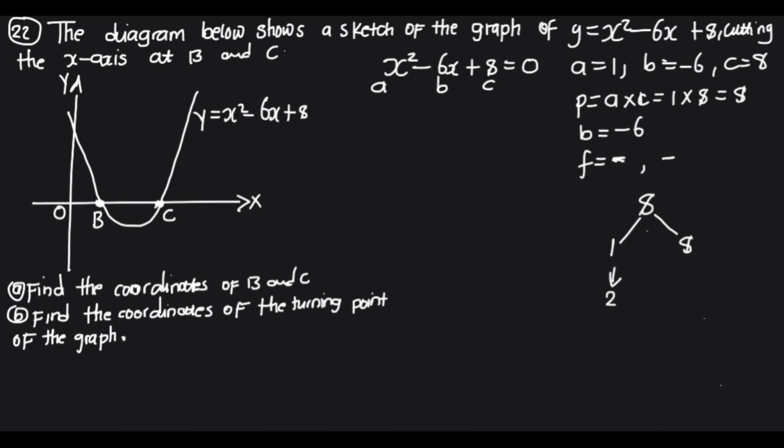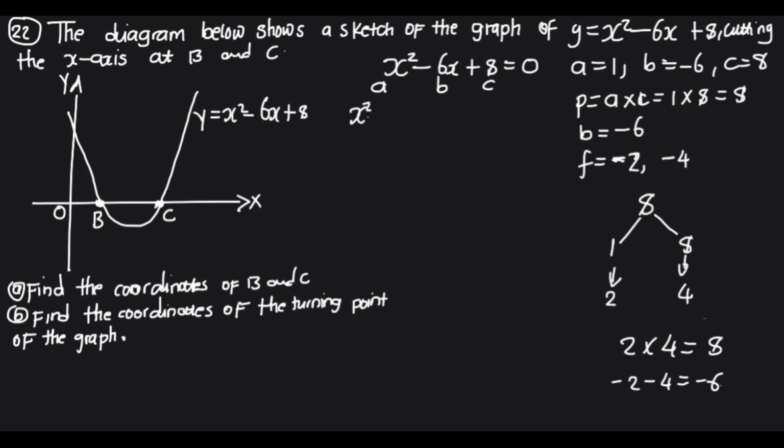Let's try 2. 2 into 8 is 4. So 2 times 4, we know that 2 times 4 will give us 8. If we add 2 plus 4 it will give us 6, so negative 2 minus 4 will give us negative 6. So the two factors are negative 2 and negative 4. So we can now proceed with our question.